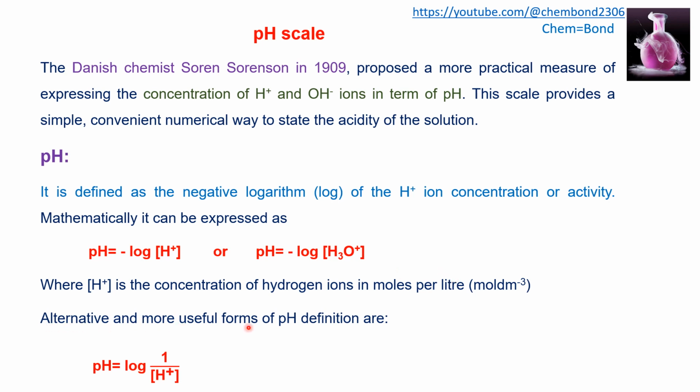An alternative and more useful form of the pH definition is pH is equal to log 1 divided by hydrogen ion. When it moves to the numerator side, we take the minus log, so this formula evolves. So pH is equal to log 1 by hydrogen ion concentration, and pH is equal to minus log hydrogen ion concentration. Both are taken as the same.